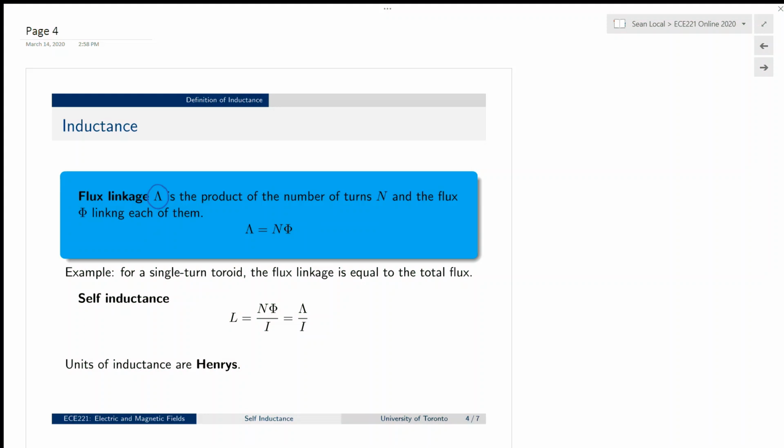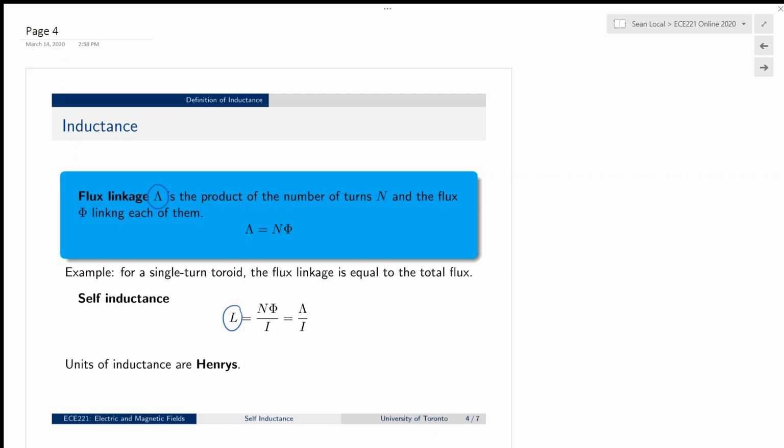If there was only one turn in our inductor or in our toroid, then N would be 1, and the flux linkage would be simply equal to the total flux. So now we can define inductance, or in particular a quantity called self-inductance. We're going to give it a symbol L, and it is defined to be the flux linkage, which is lambda or N phi, divided by I.